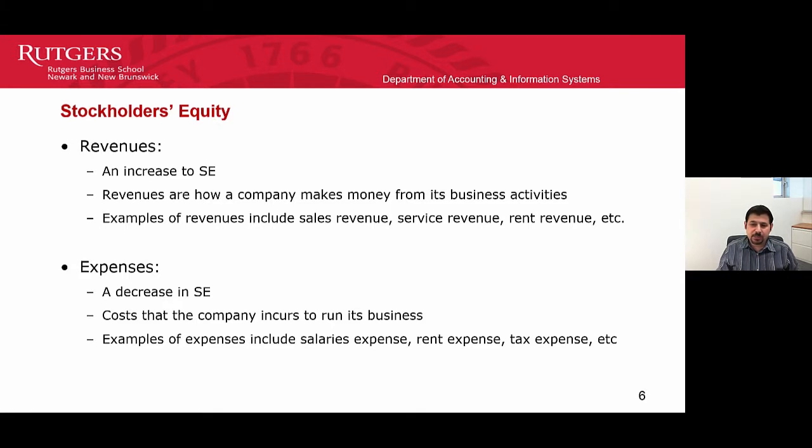On the other hand, expenses are the cost of assets that are consumed or the services that are used in the process of earning these revenues. They cause a decrease in stockholders' equity, compared to revenues, which increase stockholders' equity. So expenses decrease stockholders' equity, and those are the costs that are incurred during business operations. Those can include services that the company receives, salaries expenses, rent expenses, tax expenses, etc.